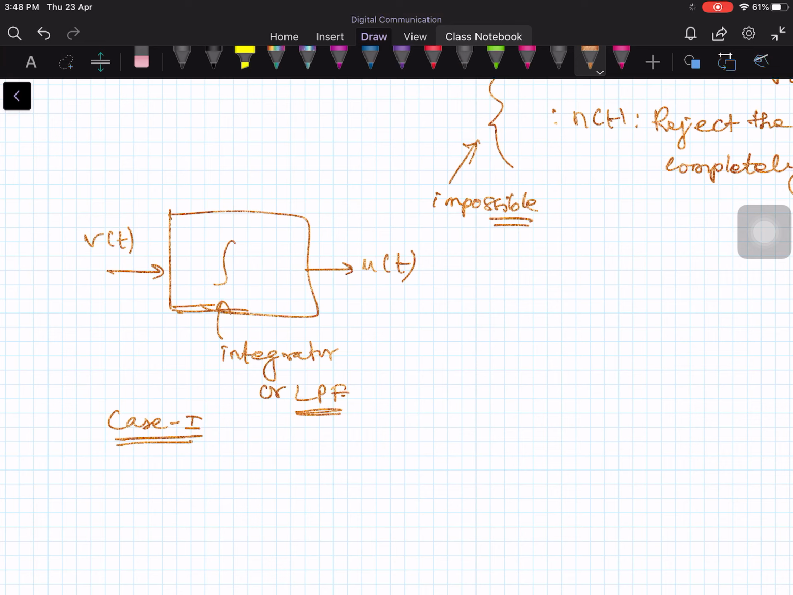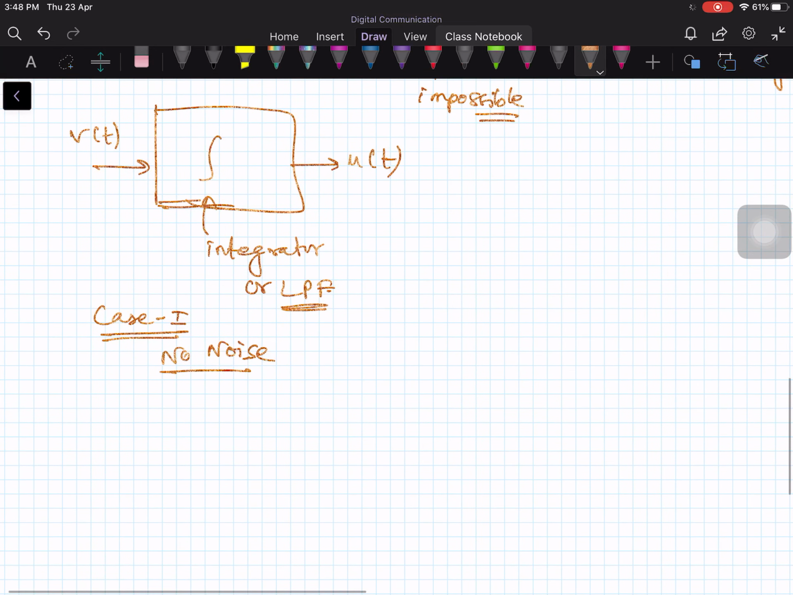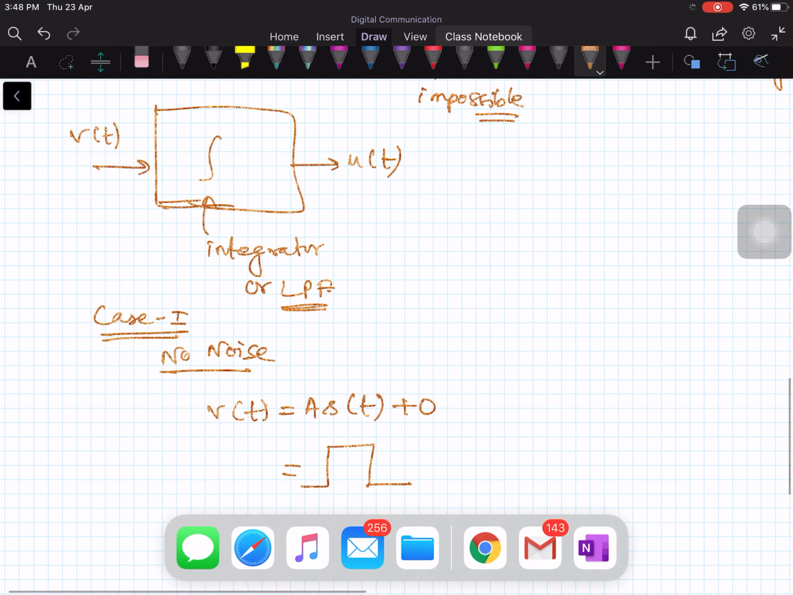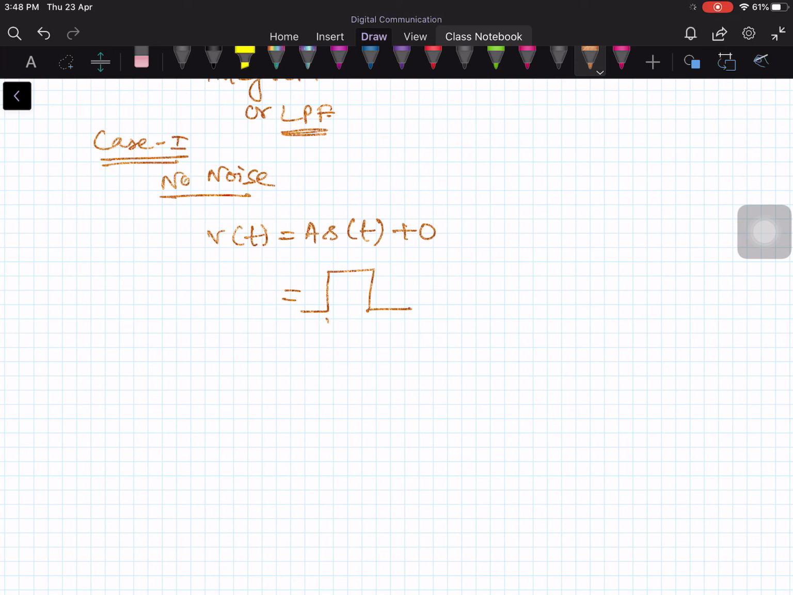Case 1. In case 1, for the time being, let us assume no noise. So then what will happen? Your received signal V of t is going to be A times S of t plus the noise term, which will be 0. That means your V of t is a simple pulse. And if you integrate the simple pulse, then what will happen? Say up to this point the signal is 0, and after that, integration is the area under the pulse, right? So it is slowly increasing. It reaches the point where the output will be maximum.